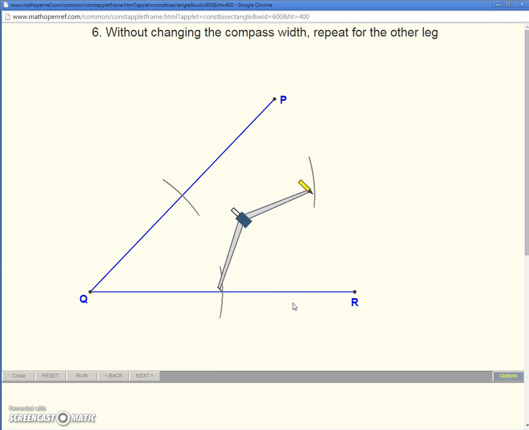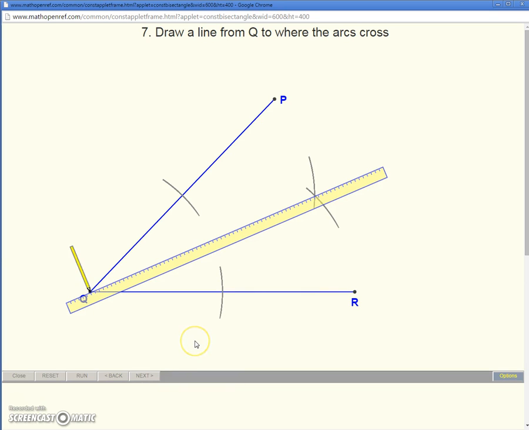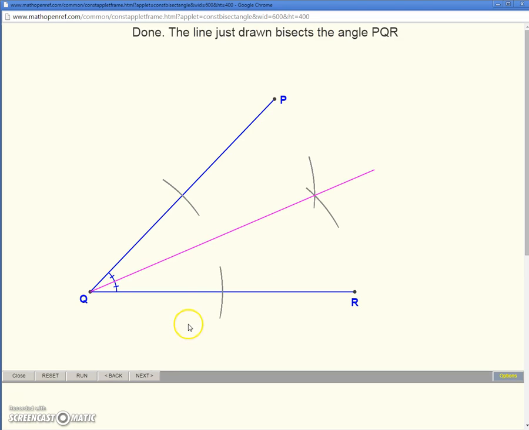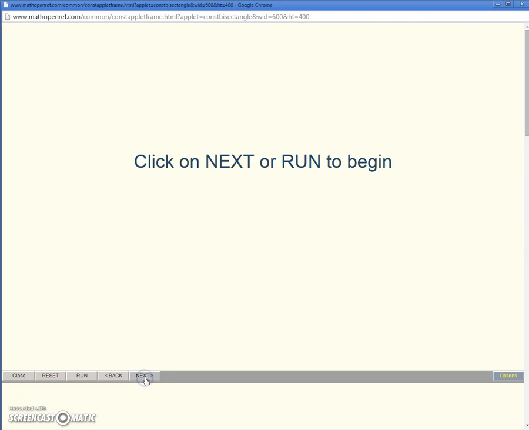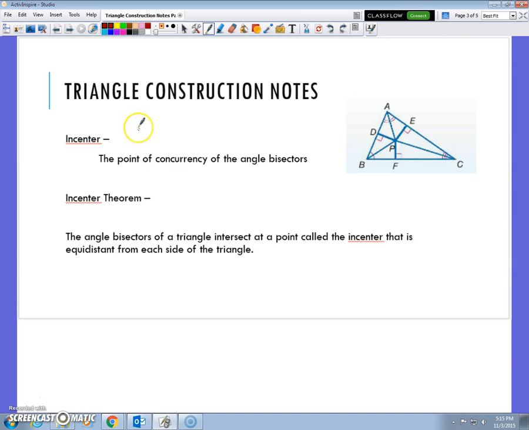All right, you're going to keep that same width, and wherever it crosses, we're going to connect the vertex of the angle across to your intersection point up there. And so now we have two angles that are exactly equal, and you've bisected an angle. Okay, so that's how you construct an angle bisector. You cut it in half, and now we're going to learn how to find the incenter.